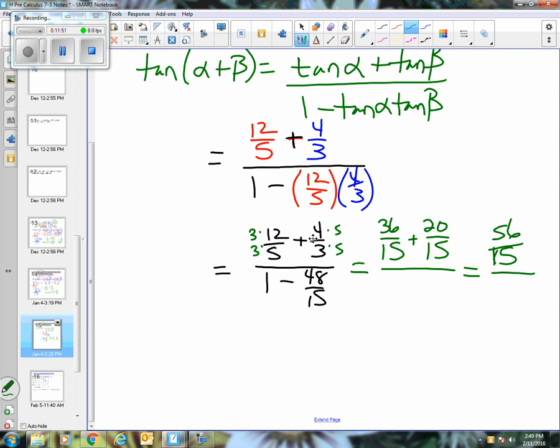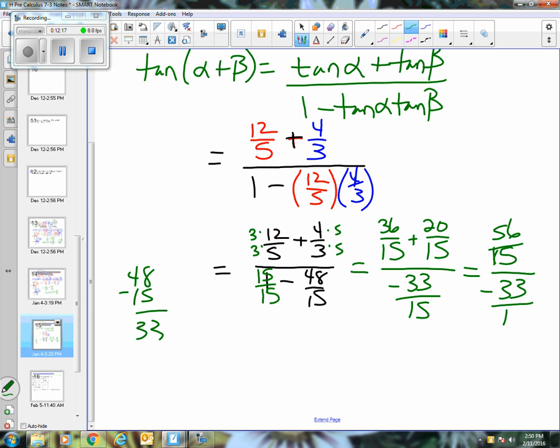Okay, now in the denominator, let's take a peek and see what we have going on with that one. So we had 56 over 15 in the top. Bottom, I have this 1. I'm going to have to express that with a common denominator. So think of that as 15 over 15. And then we need to subtract. So I need to figure out how far apart 48 and 15 are. So it looks like 33. And because I'm doing 15 minus 48, that would be negative 33 over 15.